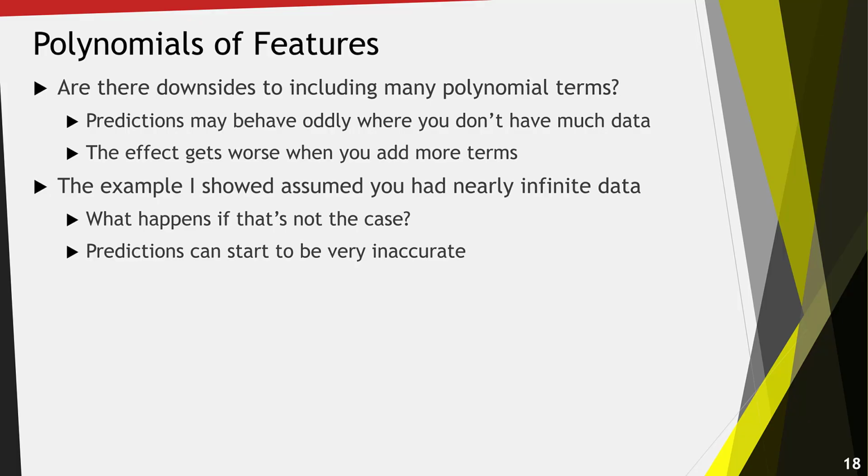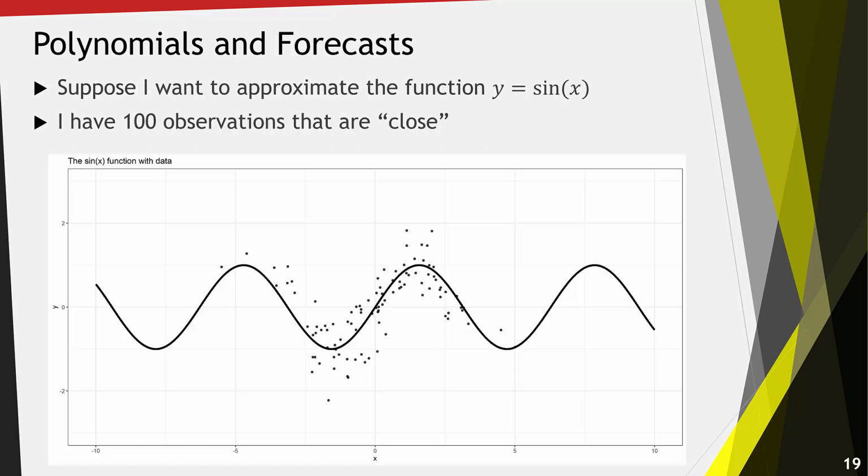The example that I showed using the sine function before assumed you had nearly infinite data. But what happens if that's not the case? Your predictions can start to get very inaccurate. Suppose instead of having infinite data, I just had these 100 data points. These are randomly generated to follow the sine function, but there's a little bit of error in them as well. What I'm going to do is train models with polynomials of different degrees and see how well they predict that true sine function, which is what underlies all of the dots you see on the graph.